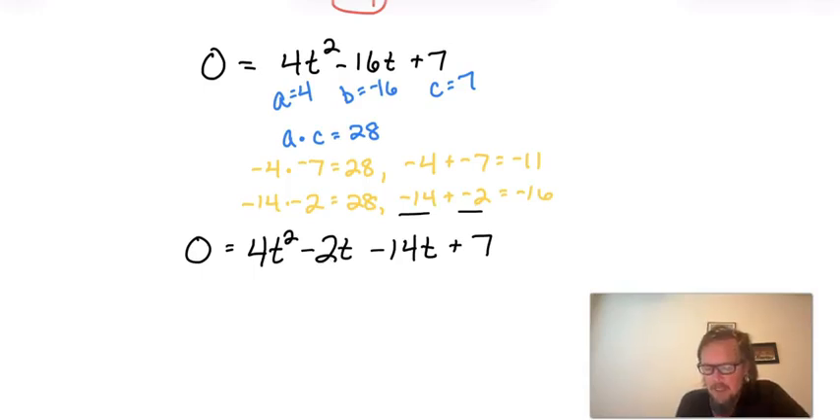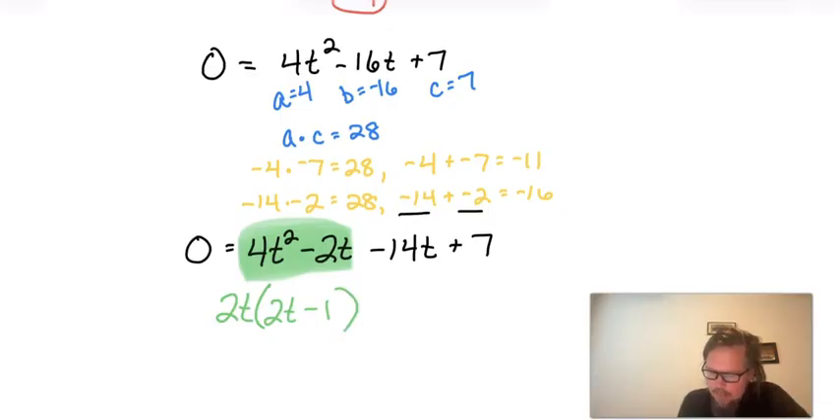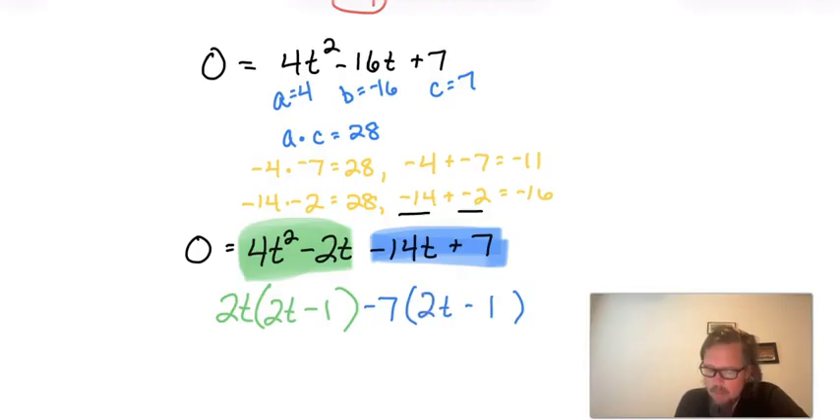So, we're going to group these first two. And the greatest common factor of these is 2t, leaving us with 2t minus 1. And then the greatest common factor of these is 7, but because it starts with a negative, we'll factor out a -7. And hey, what do you know? That also leaves us with 2t minus 1, which is good news. Our parentheses are the same.